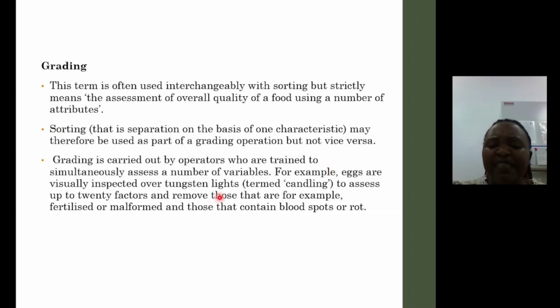For example, eggs are visually inspected over tungsten lights, termed candling, to assess up to 20 factors and remove those that, for example, are fertilized or are malformed, and those that contain blood spots or rot. So now you can see that if you are only sorting the eggs, you may not be able to tell if they are fertilized, have blood within them, or are rotten. But when you grade, you're able to do that.